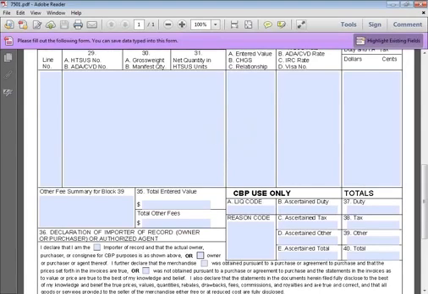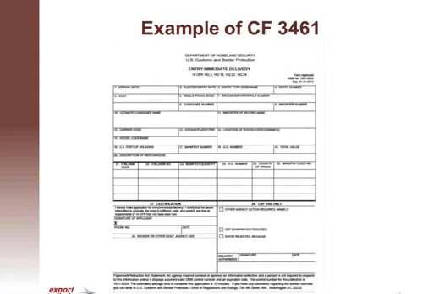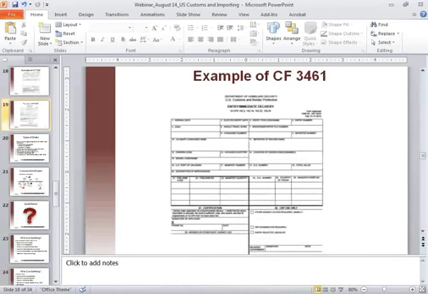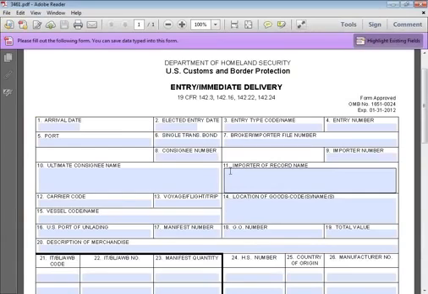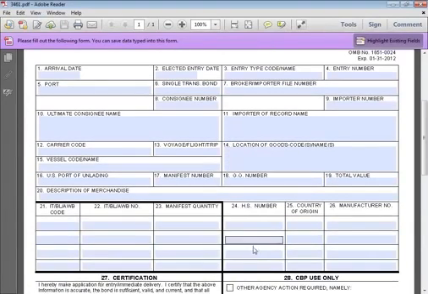Okay. The next form here, let me go back, is the 3461 form. So once again, this is the entry and immediate delivery form. I'll just show you this real quick. If you are using this form to get your items delivered quickly, then you want to make sure that you have this as part of your packet.